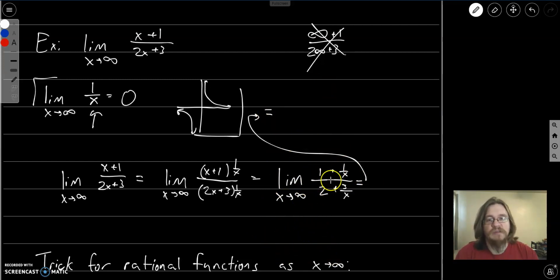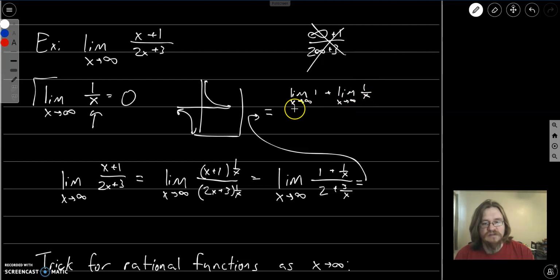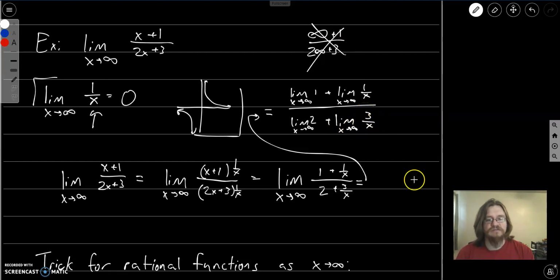I'm going to use all the properties of limits that I talked about before, where I can take the limit of the top of the fraction and the limit of the bottom of the fraction. When I'm adding things, I can take the limit of each one individually. And I'm going to do this all in one big step. So first of all, I can take the limit as x approaches infinity of 1, plus the limit as x approaches infinity of 1 over x, divided by the limit as x approaches infinity of 2, plus the limit as x approaches infinity of 3 over x.